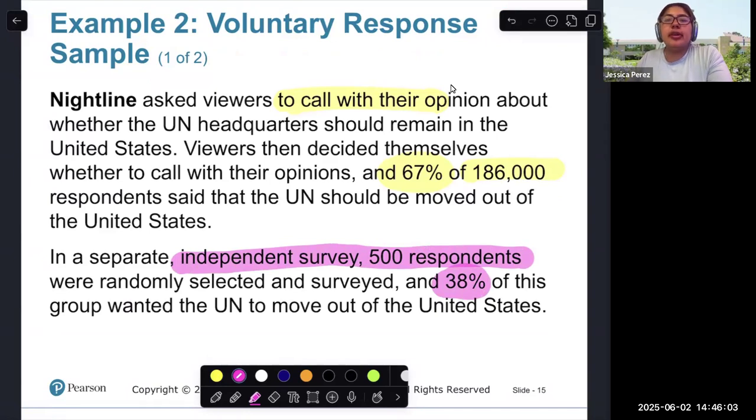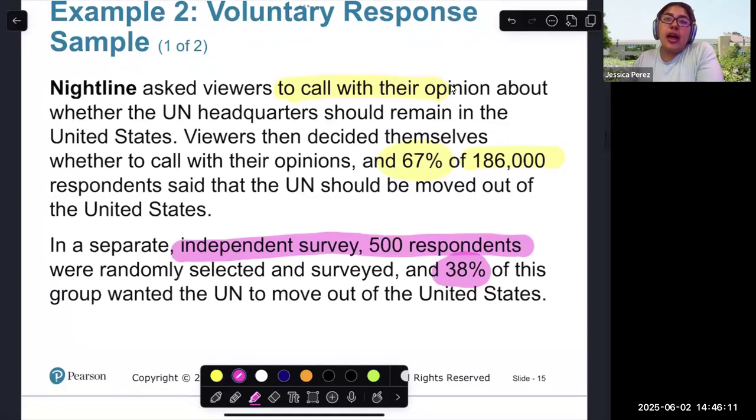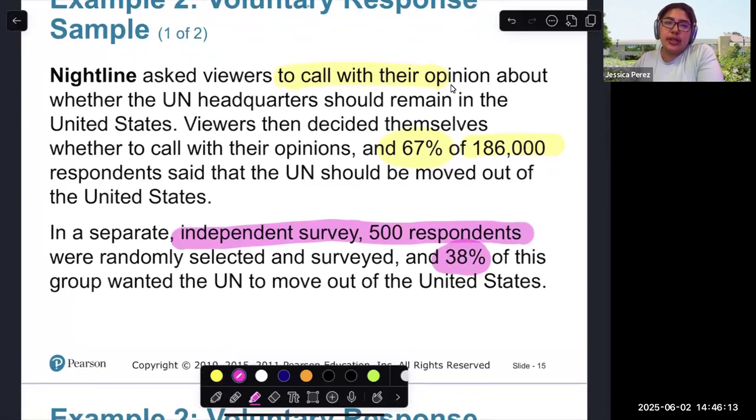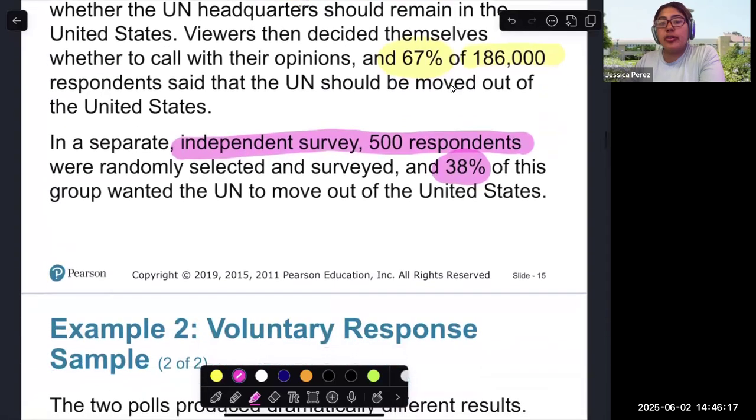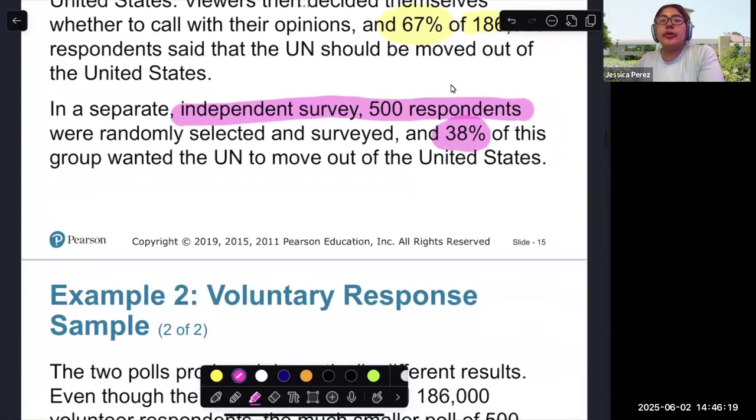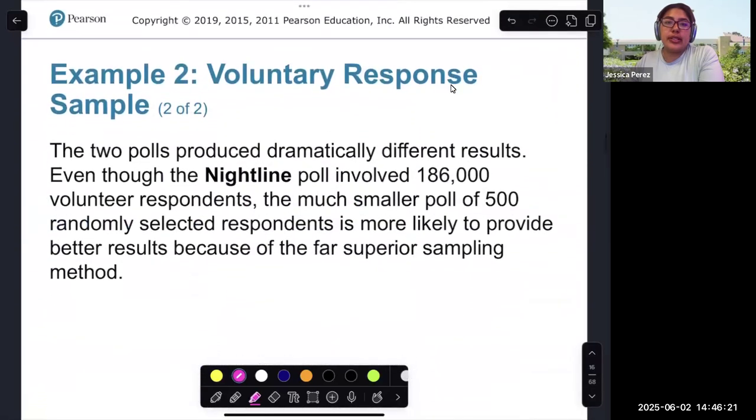So then we could see the difference between when it's a call, it's more of, oh, I feel strongly about something, I'm going to call. So 67% of the 186,000 want to remove. Now in a survey of 500, right, only 38 of them wanted to move out of the state. So what can we say about the two different surveys? Well, the two polls produced a dramatic difference in the results.